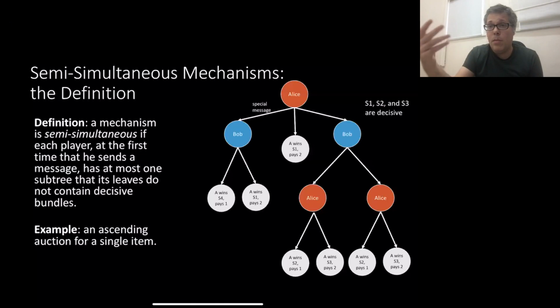We call it semi-simultaneous because it's almost simultaneous. I mean, if you don't send your special message, you know exactly what bundle you're going to take, because you're going to take some bundle that is decisive for you. So it means that unless you send a special message, you know what bundle you're going to take, and that's almost like in a simultaneous mechanism. You need to work quite a bit in order to get rid of this special messaging issue and get a general valuation bound. But that's the intuition.